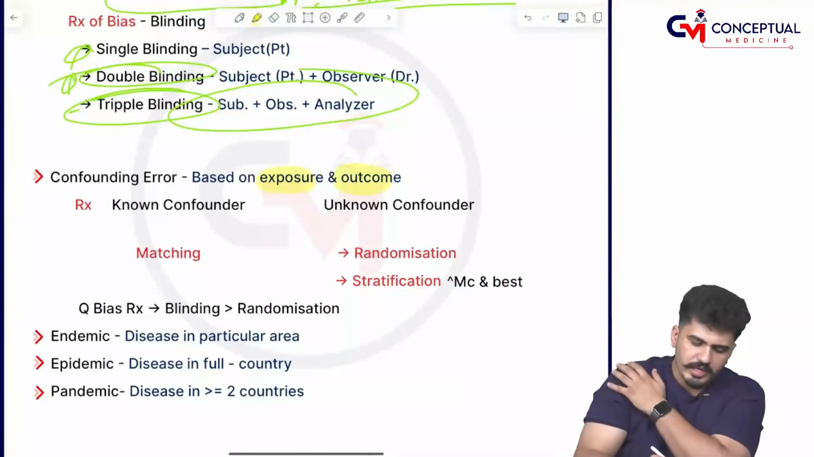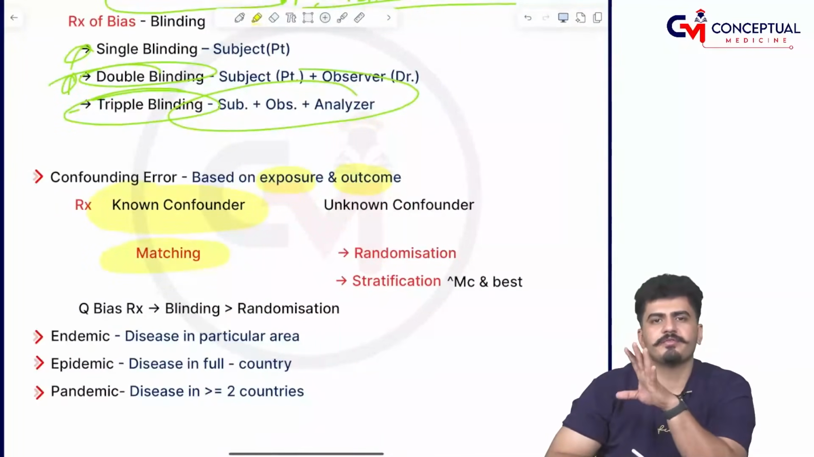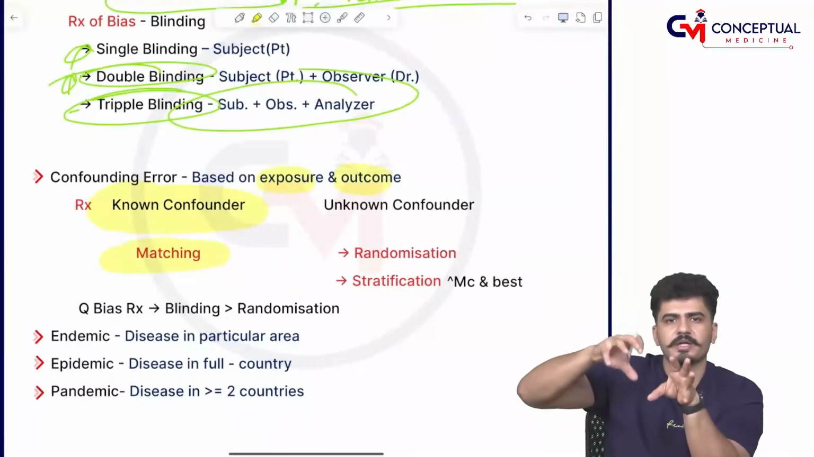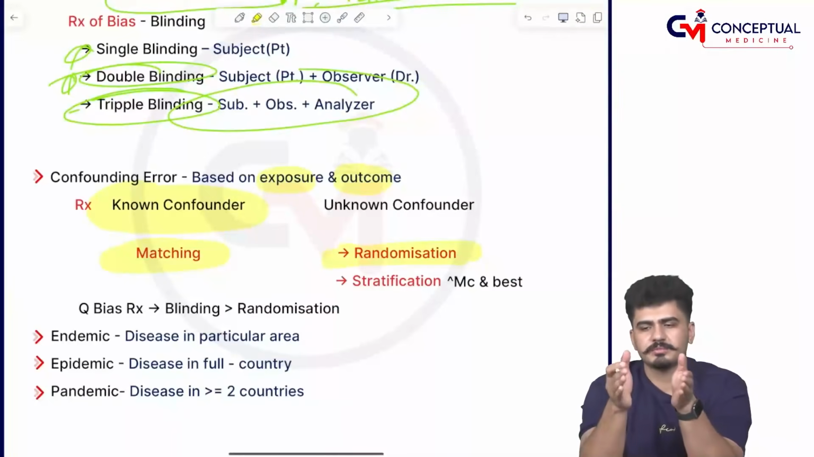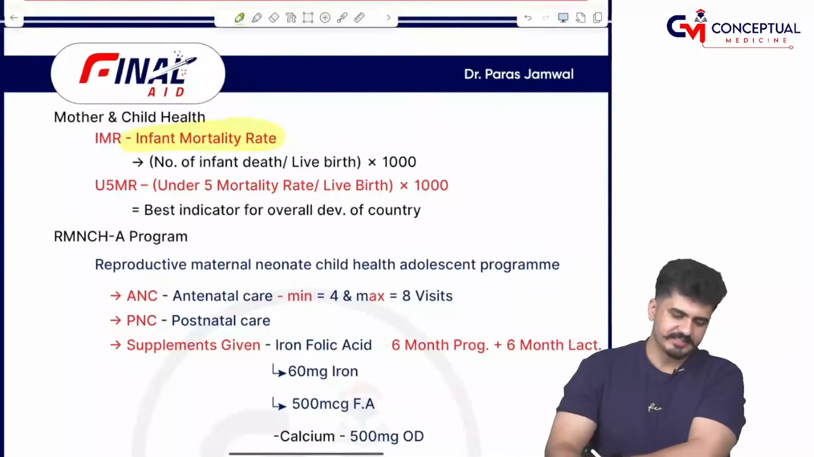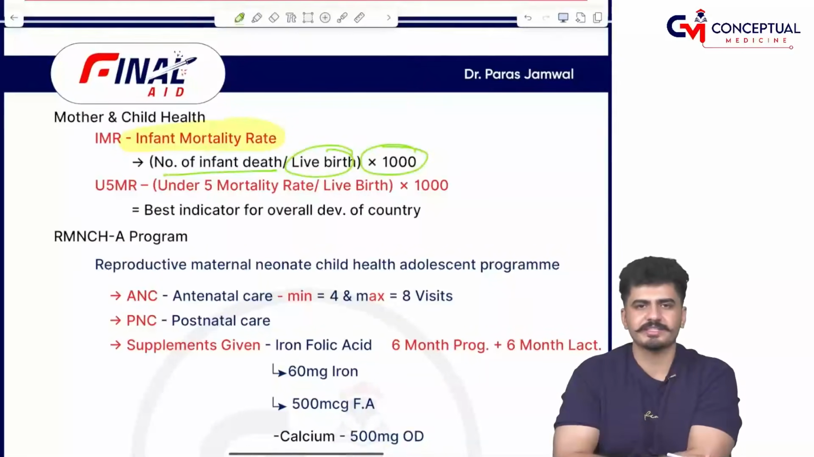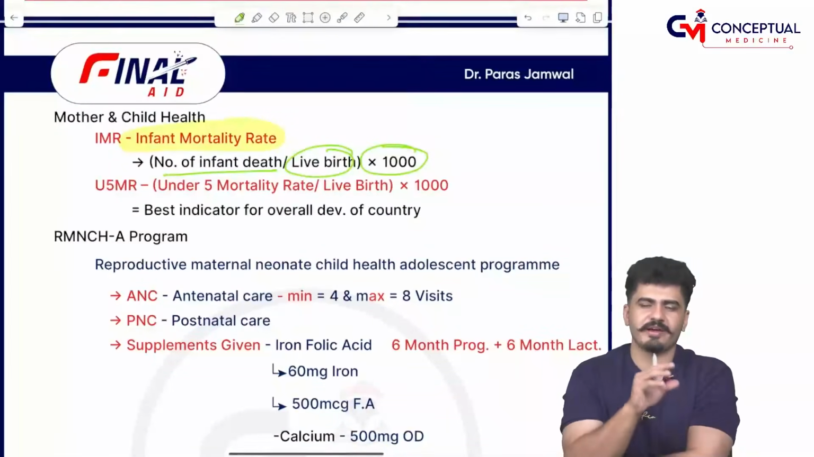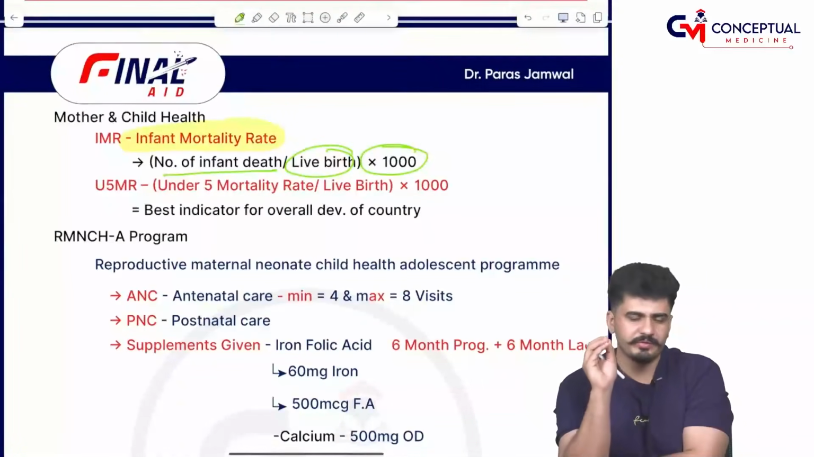How to handle it: if the confounder is known, we will do the matching process. If the confounder is unknown, we will choose a particular group. We can do randomization, a random group, or we can choose some small group and randomly choose from that. So we were talking about mother and child health. Infant mortality rate is the number of infant deaths upon live births into 1000. These are some important formulas you will find in a slide. Only 7-8 formulas you have to remember for your exam.